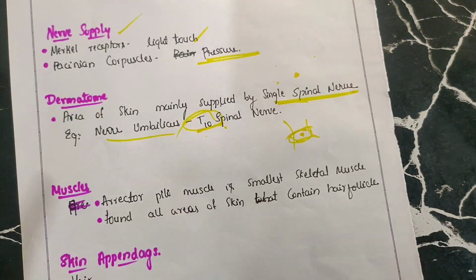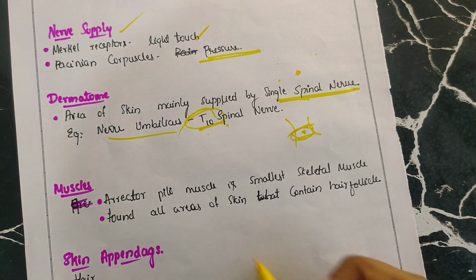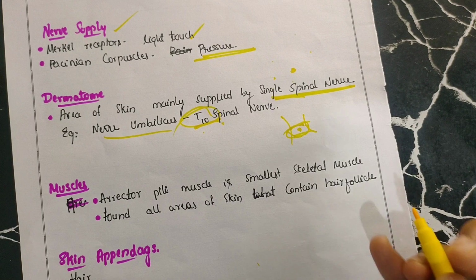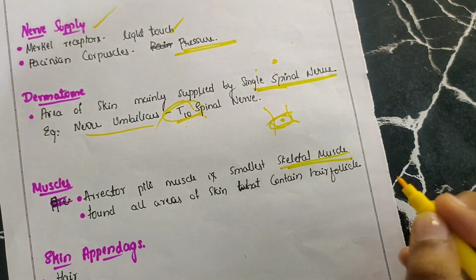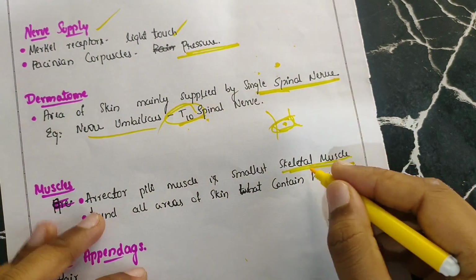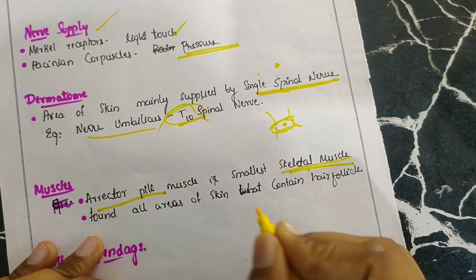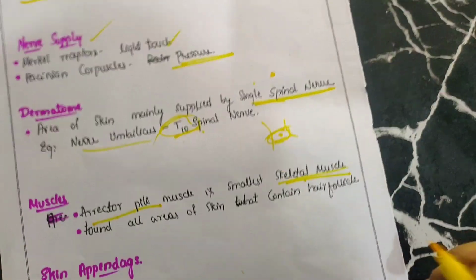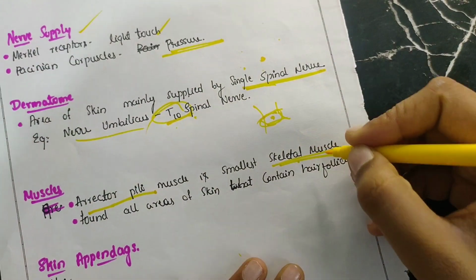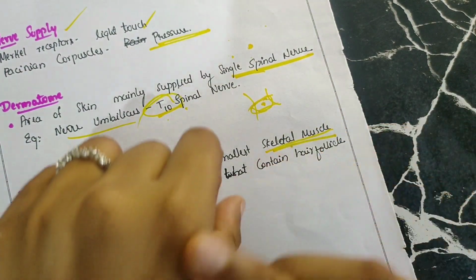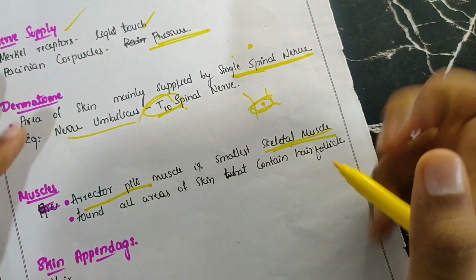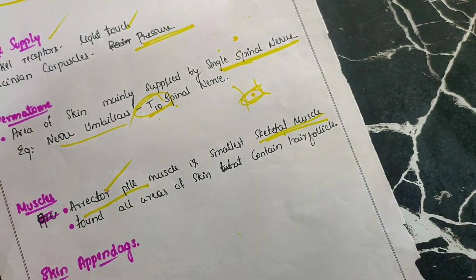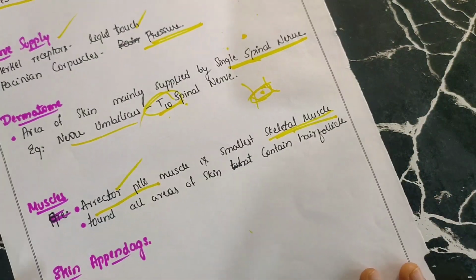And muscles. Which are the muscles present in the skin, we'll be seeing. The muscles are erector pili muscles, which are the smallest skeletal muscles. You know skeletal muscles? Skeletal muscles are voluntary muscles. In voluntary muscles, erector pili is the smallest muscle you can see. These are found in all the skin, wherever the hair follicles are there, everywhere you can see this erector pili muscle, which is the smallest skeletal muscle. These are the muscles which are present in the skin.